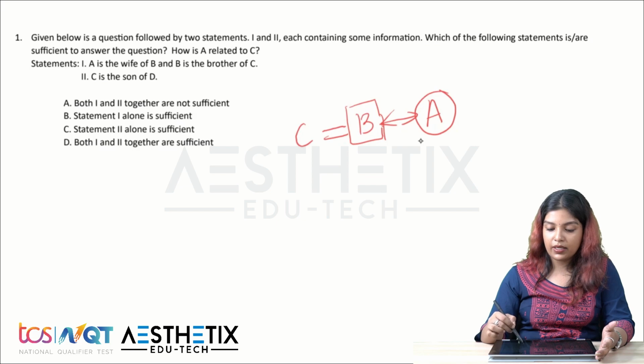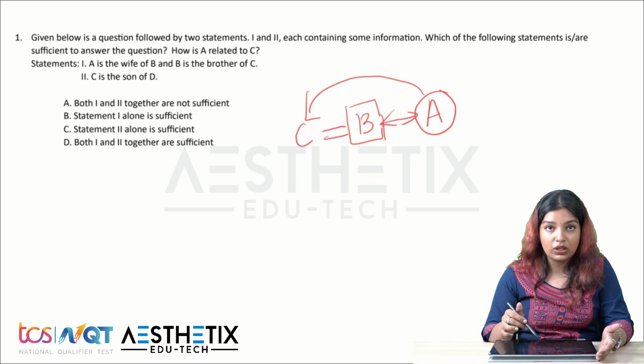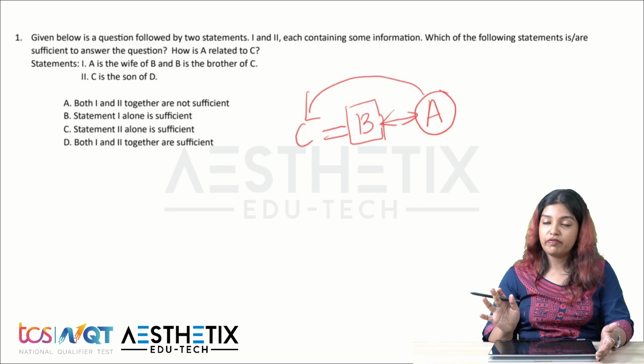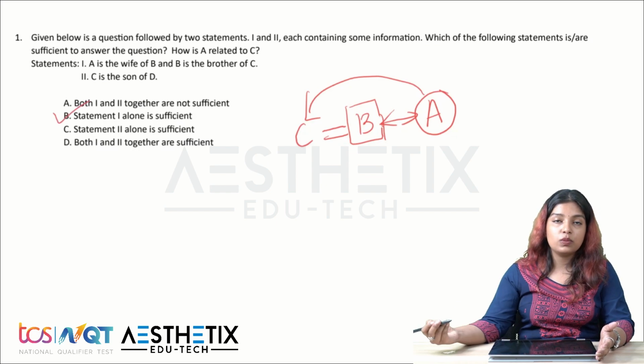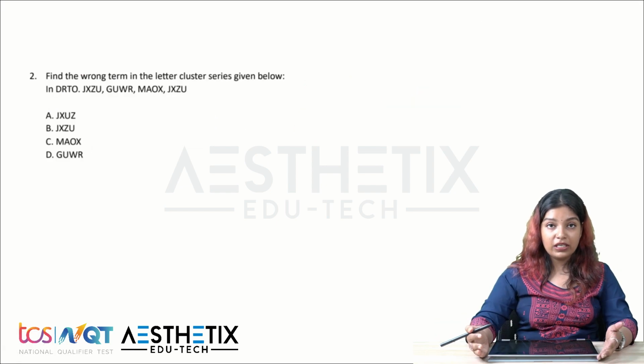Here we have drawn the diagram, and the question is how is A related to C? Obviously we can see the relationship between A and C is that A is C's brother's wife, which means we can find a relation using the first statement alone. We do not need the second statement here. So the answer would be option B, statement 1 alone is sufficient. Okay, so we are moving to the second question.